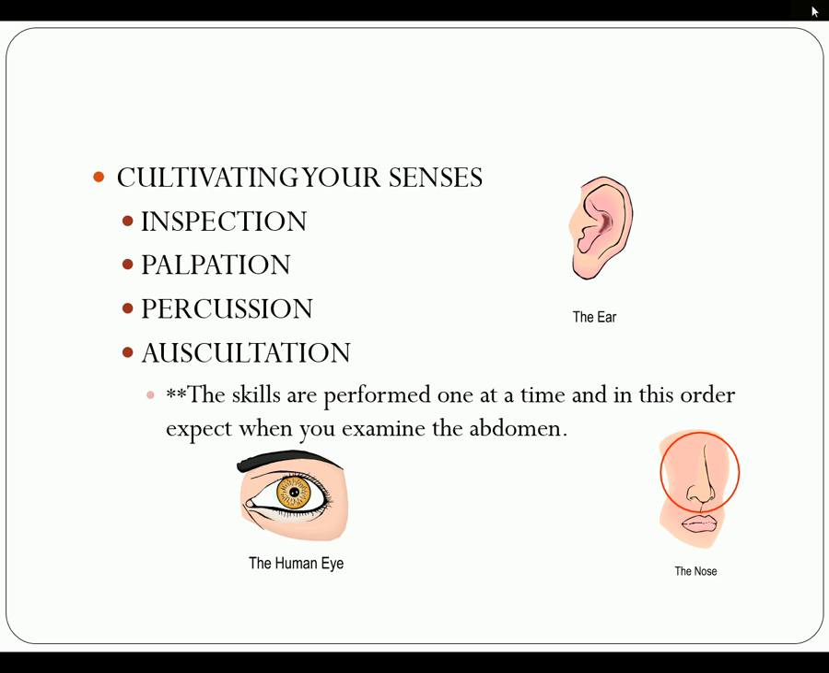Now, these skills are usually performed in this order, one at a time, except when you're doing the abdomen. When you're doing the abdomen, you always inspect and auscultate before you palpate and percuss.